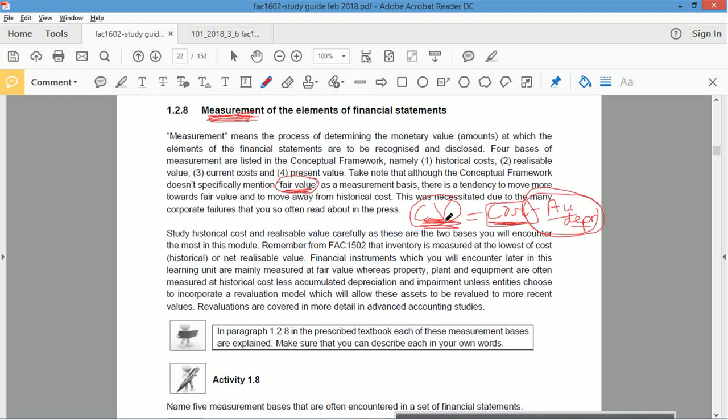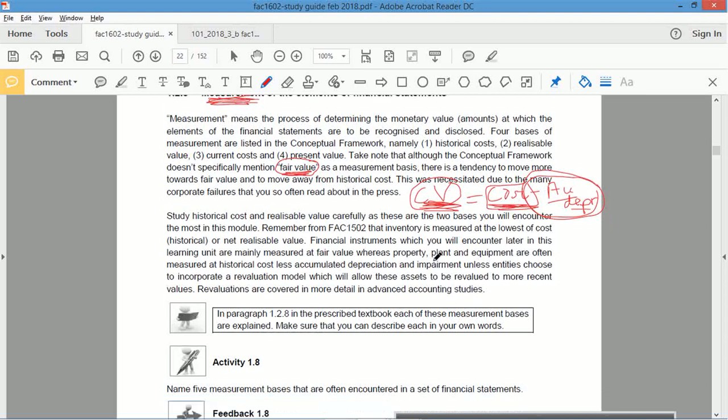Yeah, the columns stay the same for both. But if I'm looking at diminishing balance, I use carrying value. And if I use straight line, the normal value. Cost. Okay, because cost doesn't change. So the depreciation stays the same.